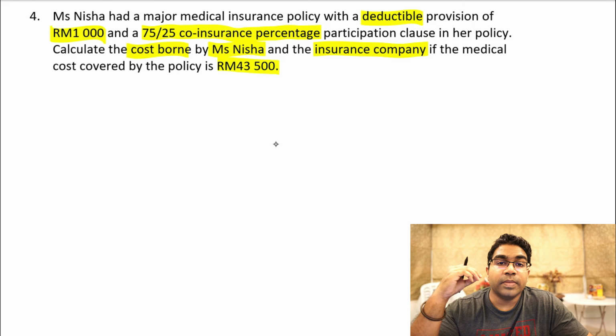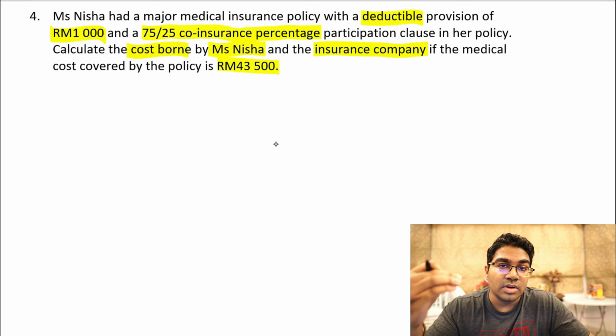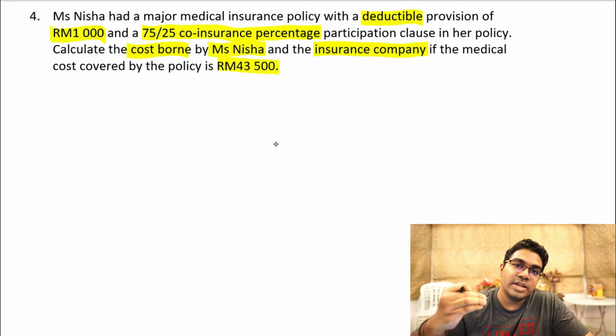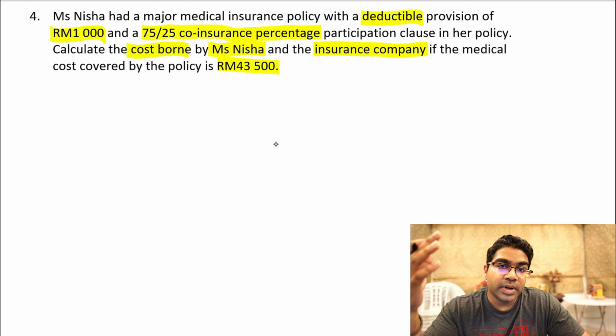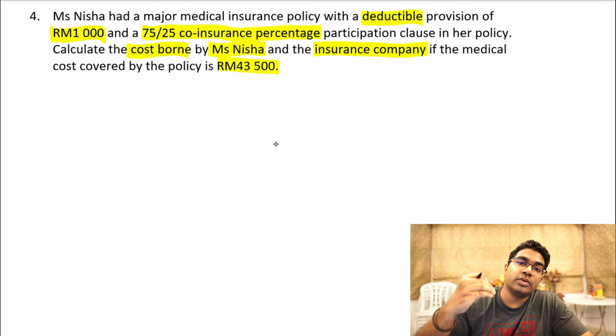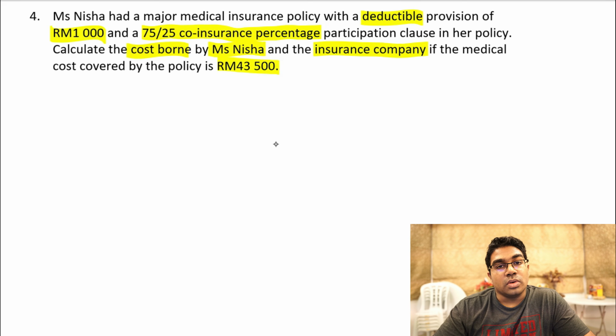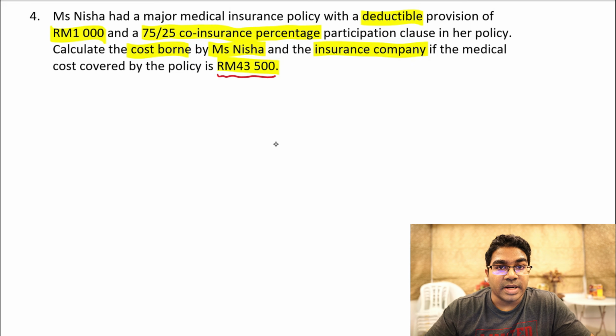So when we count medical insurance, it's a little bit different from property insurance because you cannot assign a value to a life. You cannot assign a value to a person. For property, it's very simple. You can evaluate the property, you value the property, and then you know how much insurance you need to buy. And so we start off a bit differently. We start off with the cost that is covered, the medical bill. The part of the medical bill that is covered is 43,500.